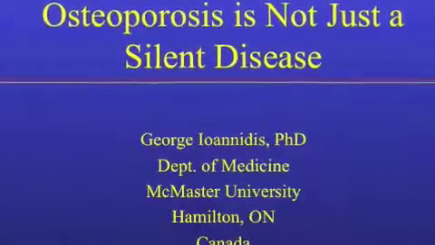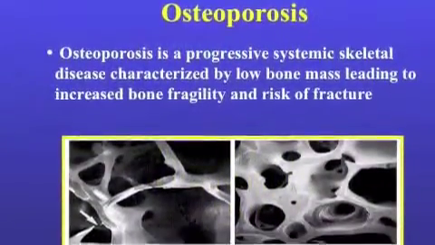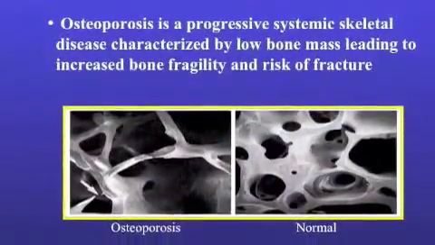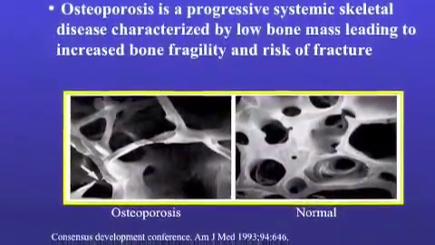So the definition of osteoporosis is a progressive systemic skeletal disease characterized by low bone mass, a decrease in bone mineral density, which leads to an increase in bone fragility and a greater likelihood of fracture. And as you can see from the two diagrams below, individuals with osteoporosis have very thin bones, they have less bone structure, and as a result are more likely to fracture.